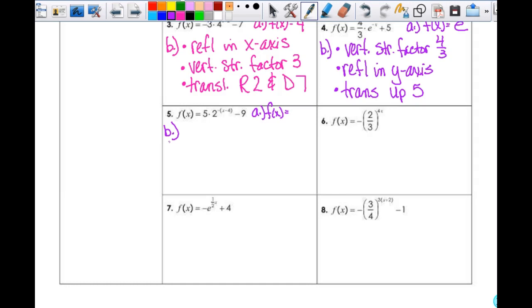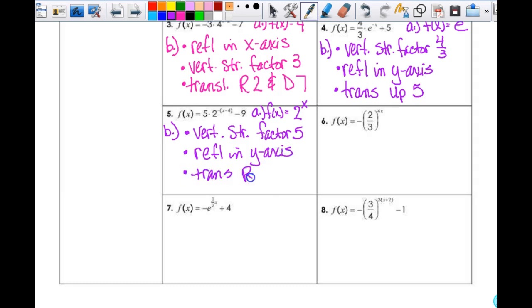So what's my parent function? 2 to the x power, right? All right, so this 5, what's that going to be? Good. Vertical stretch, factor 5. Then this negative means I'm going to have what? A reflection in what? And good, in the y-axis. And then I'm going to translate right 4 and down 9.